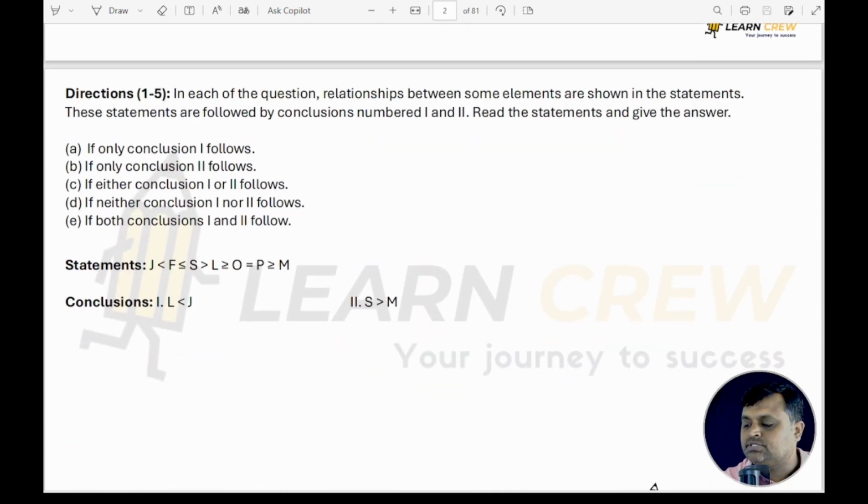So the first 5 questions are based on inequality in reasoning. See the first question here. Some statements are given and the relation between L and J. If you see L and J here, less than, greater than, two families of symbols are there. So no relation between L and J can be established. And between S and M, you have only one family, the greater family. S greater equal to, greater equal to. S greater than M is correct. So the answer is only 2.